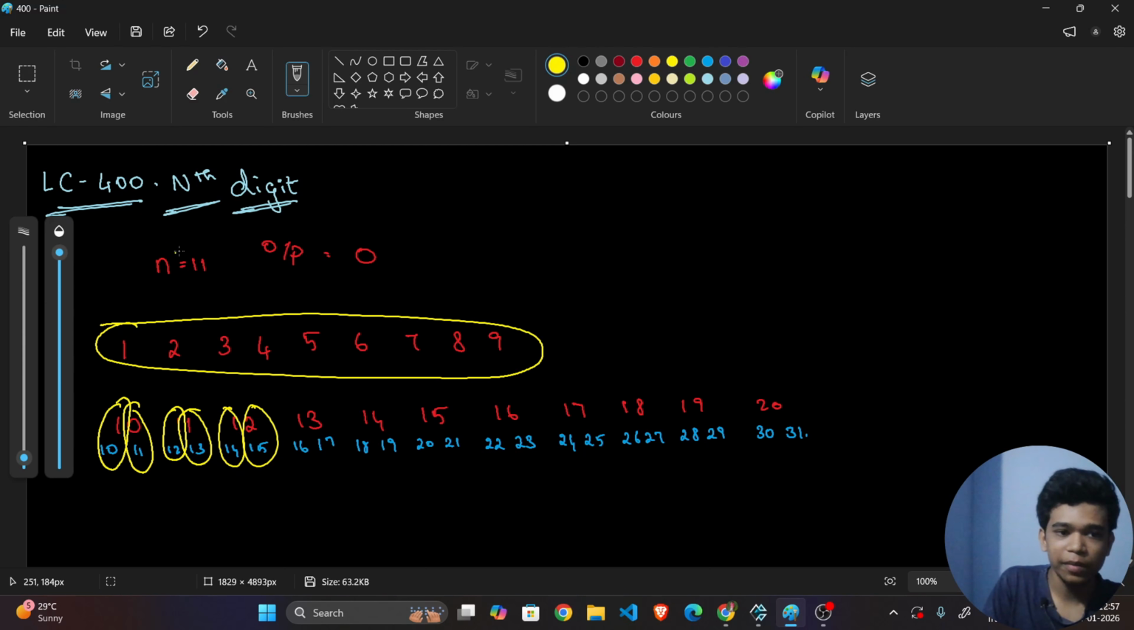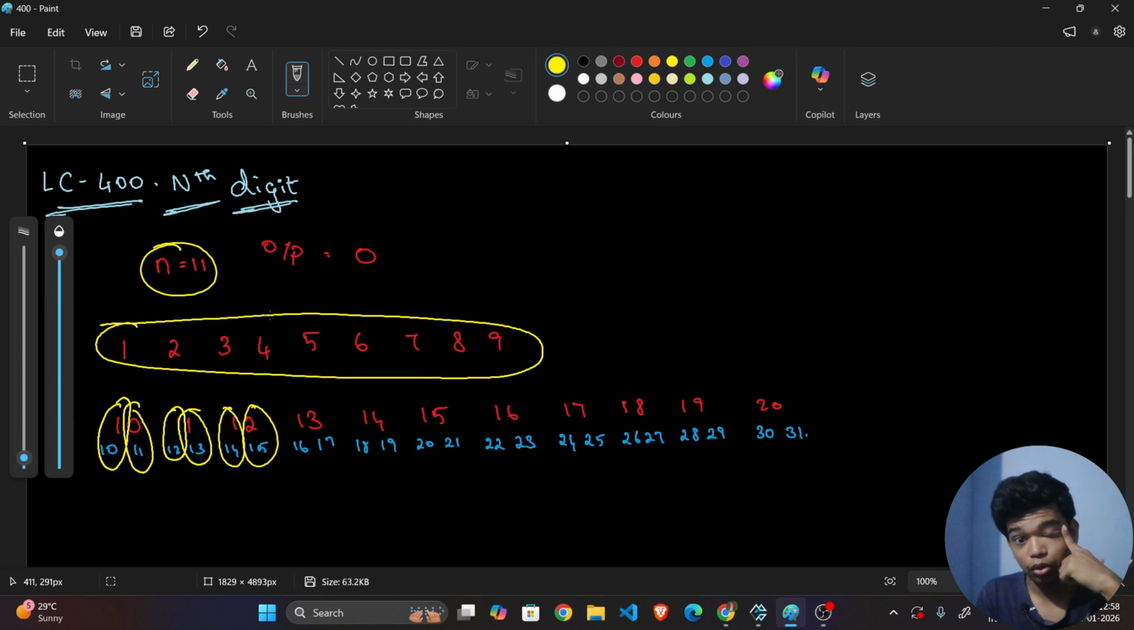So they will be giving you an n value and we want to return the element at that nth position, the nth digit. Fine. So for this, the brute force approach is we want to go up to infinity.